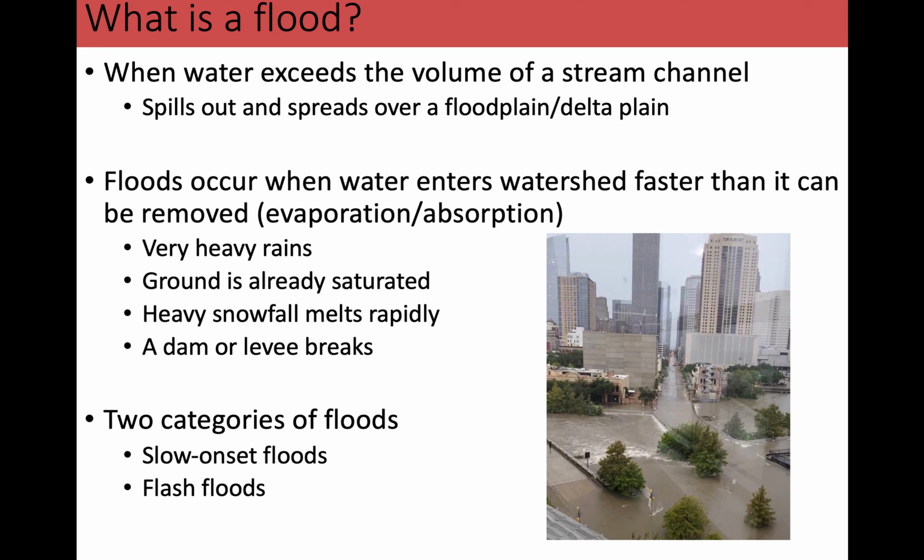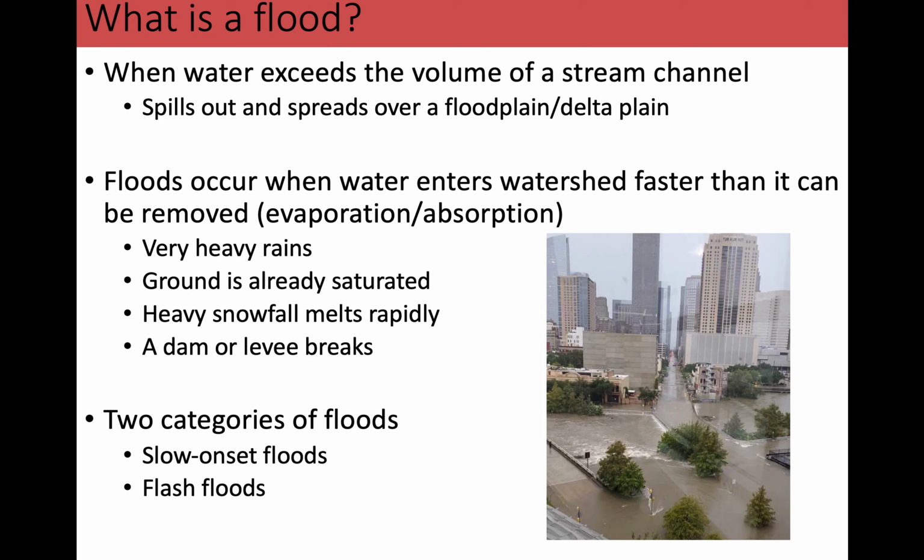So generally, pretty much always, floods occur when water enters the stream or the watershed or the drainage basin faster than it can be removed. Removing water from the basin happens either by evaporation, so evaporating back into the atmosphere, or absorption, so the ground actually absorbing water. When water is falling into the area faster than it can be removed, the water is going to accumulate. Once it gets to be too much, there will be flooding.